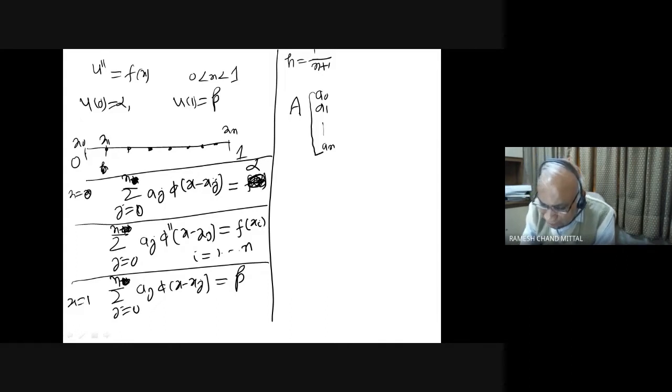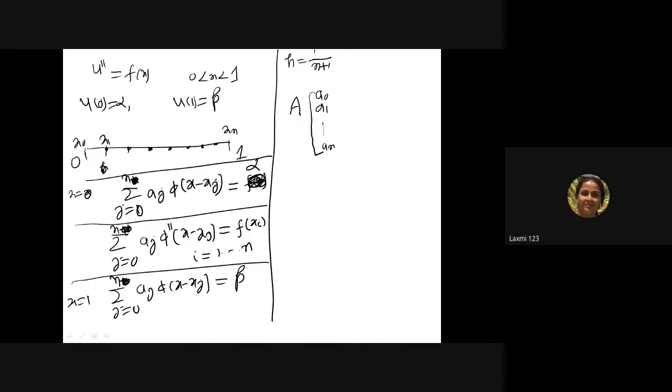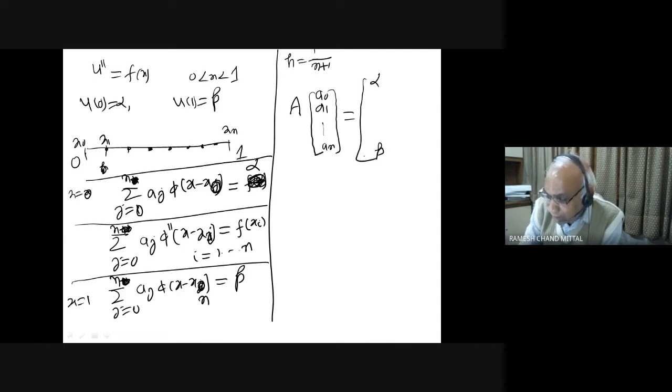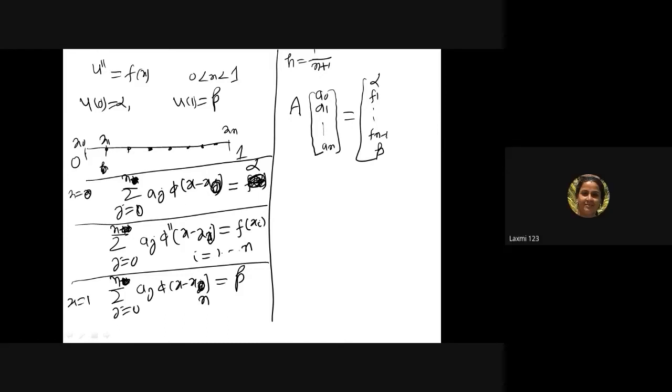Basically, it's a group of equations, but you just mentioned it for three different cases, for the boundary points. So this is 0 here, this is n here, and this is i here. And I will be having this matrix: A times a0, a1, and so on, is equal to first alpha, last beta, and I have my f1 to fn minus 1. Confusion slightly, no problem.